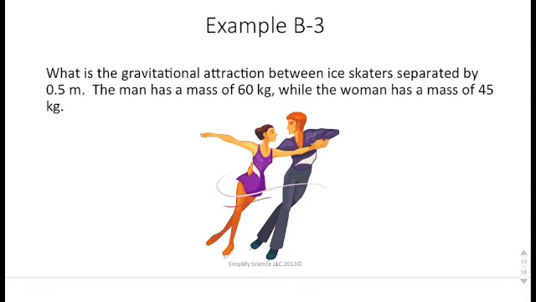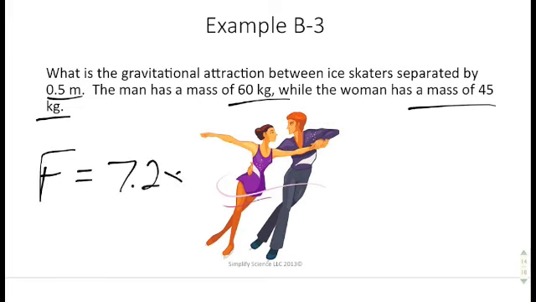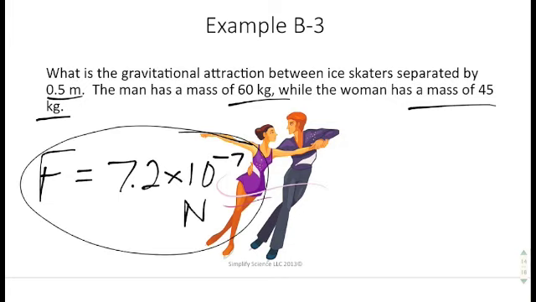What is the gravitational attraction between ice skaters separated by 0.5 meters? It says the man has a mass of 60 kilograms while the woman has a mass of 45 kilograms. You should be able to figure out entirely on your own that the gravitational force between the two of them is 7.2 times 10 to the negative 7th newtons, or basically non-existent.